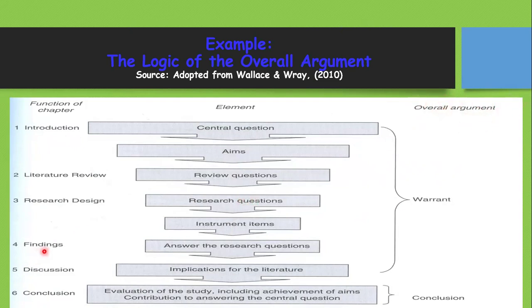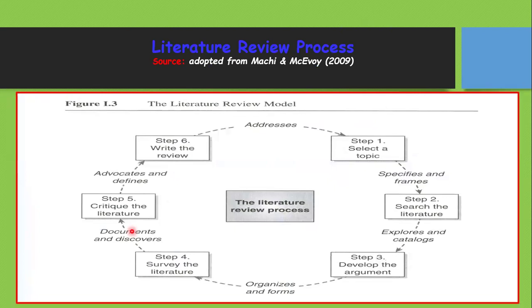If your finding does not prove your argument right, it means your argument was not right. But if your findings prove your argument or your claim, it means your argument was valid. So then you discuss, and then you provide the implication of your study, and then you conclude. So that is how a literature review is done.